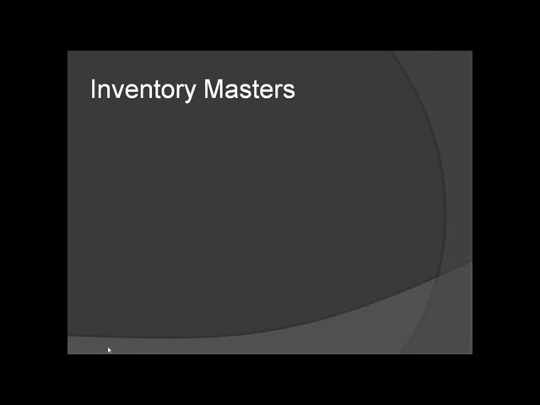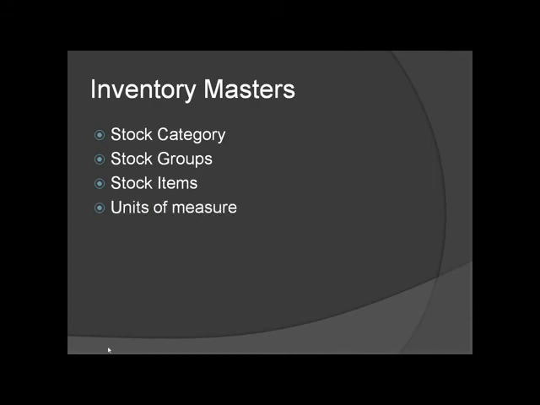In Tally, there are various inventory masters used for inventory management, such as stock categories, stock groups, stock items, units of measure, and godown. In this video lecture, let us see how stock category is used for inventory management.